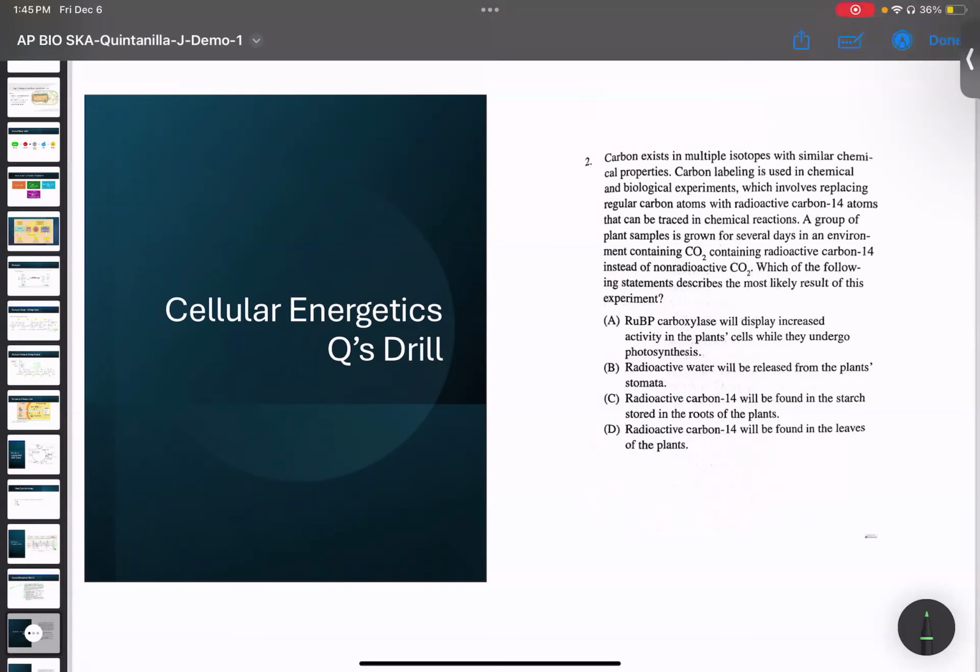There's nothing that indicates that, so we can rule that out. Then the next one is radioactive water will be released from the plants. Well, carbon dioxide doesn't really play a role in the formation of water, so no, not that. Radioactive carbon-14 will be found in the starch stored in the roots of the plants. Radioactive carbon-14 will be found in the leaves of the cell.